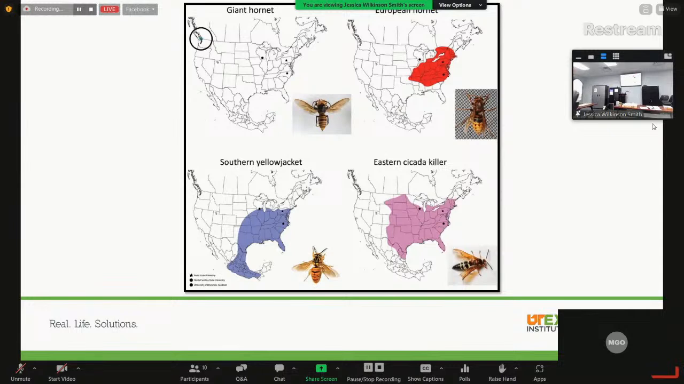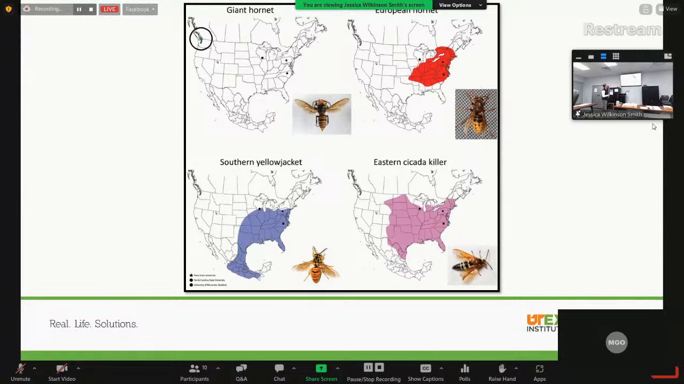And then here on the right is a cicada killer. So these guys actually paralyze the cicada and take it to its nest and feed it to its young. So you can see these are two of our largest hornets in Tennessee, but they're nowhere near the size of an Asian giant hornet. So pretty cool to see those two examples that are already here in Tennessee.